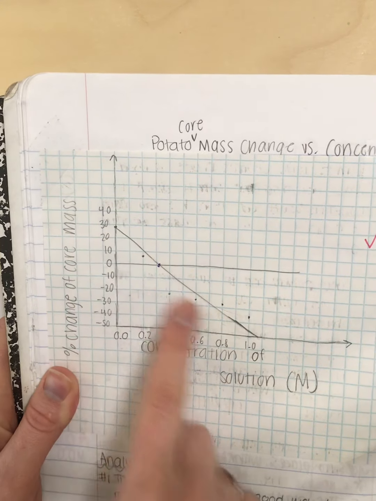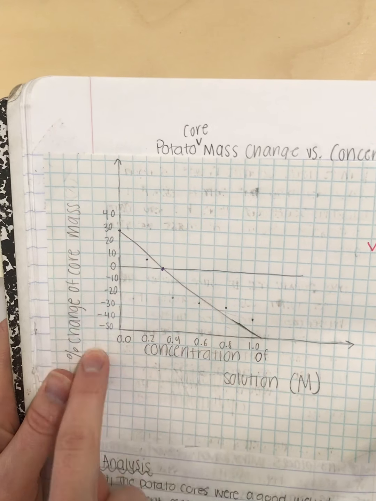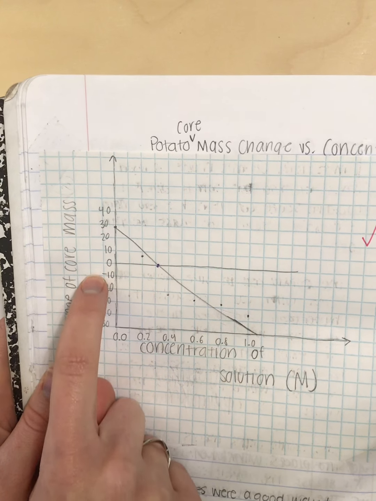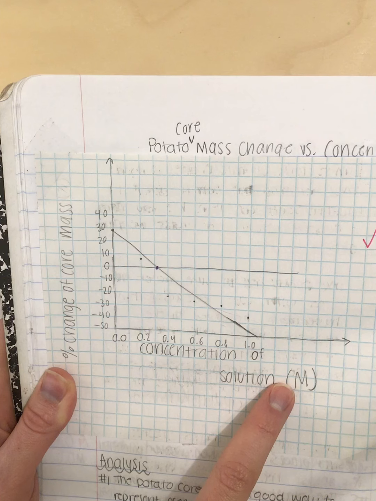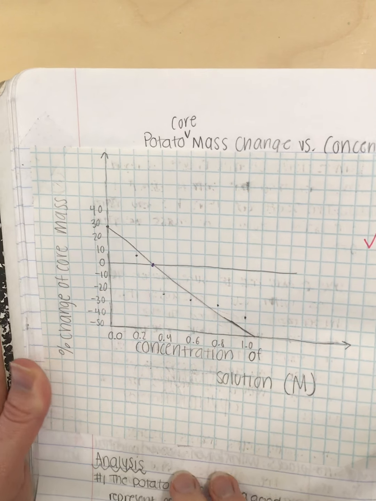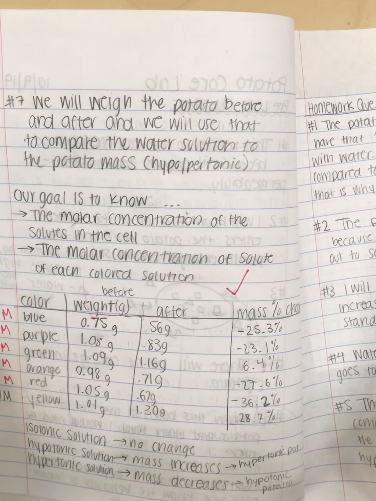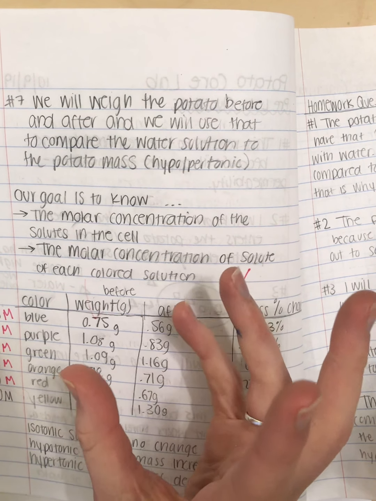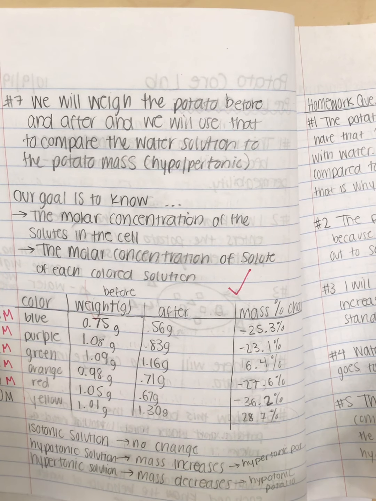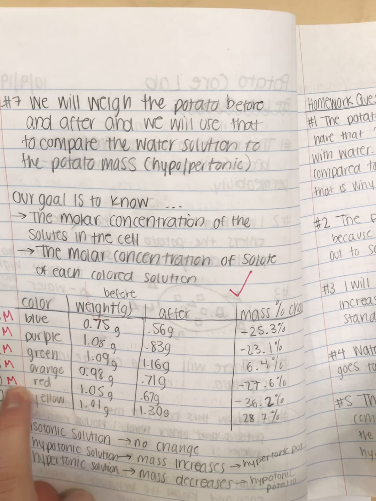She made a graph where she graphed the percent change of the potato core mass, like how much did it increase or decrease, versus the concentration of the solution. So we were able to figure out the concentration of the solutions by thinking about how they change. The one that was most concentrated with the most sucrose made that potato core shrink the most. So this student was able to figure out that that was this one, the red one, that was the most concentrated.